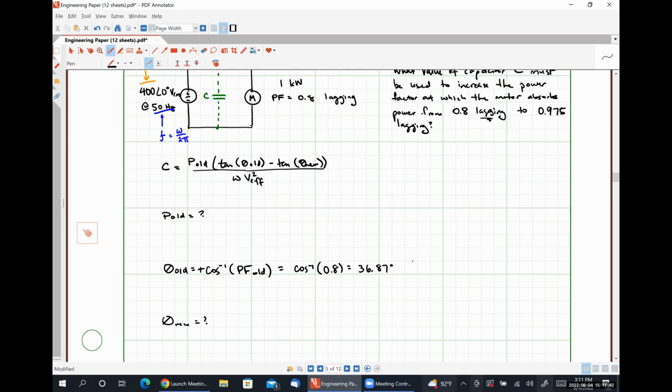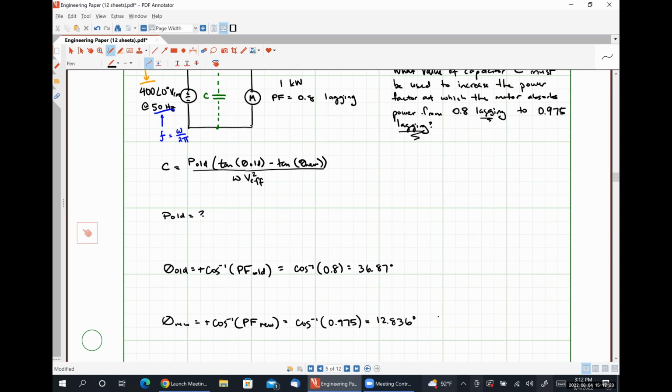We can figure out theta new in effectively the exact same way. That's just going to be the inverse cosine of our new power factor. And since our new power factor is also lagging, this is going to be a positive angle. So we're going to have inverse cosine of 0.975, which is 12.836 degrees. So the only thing that we have left to figure out is P old.